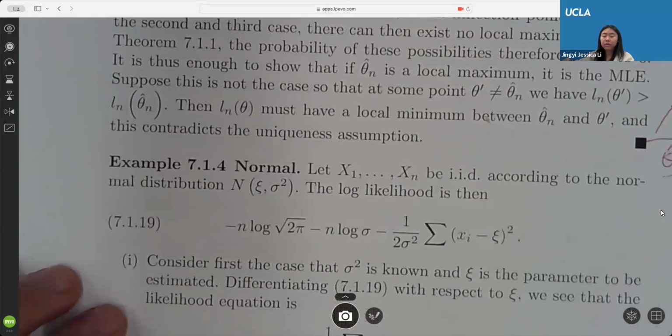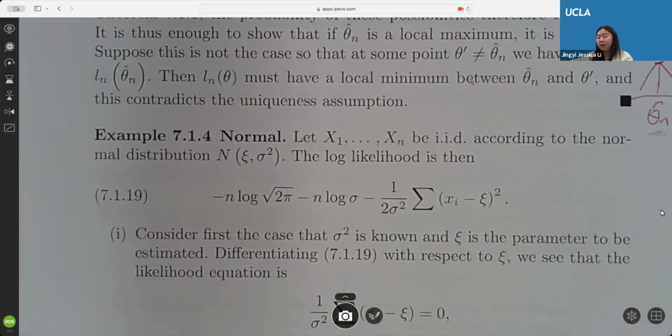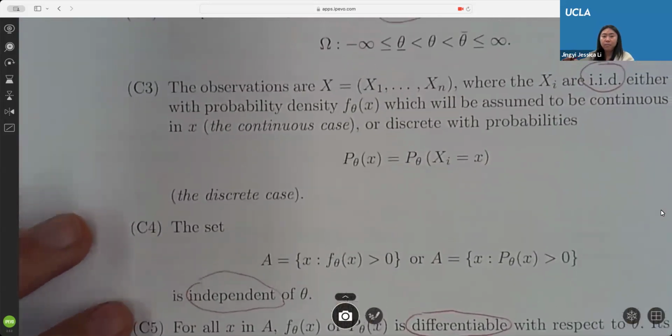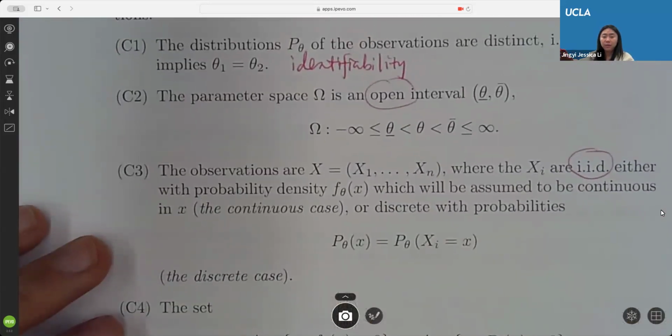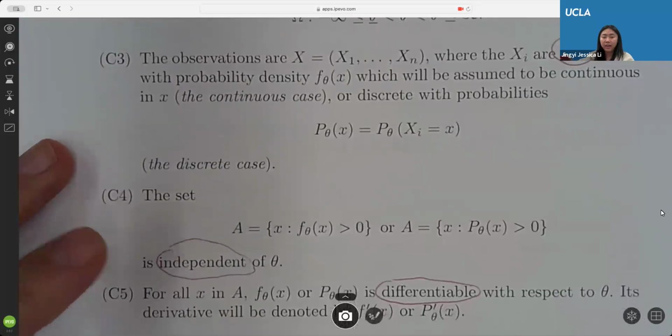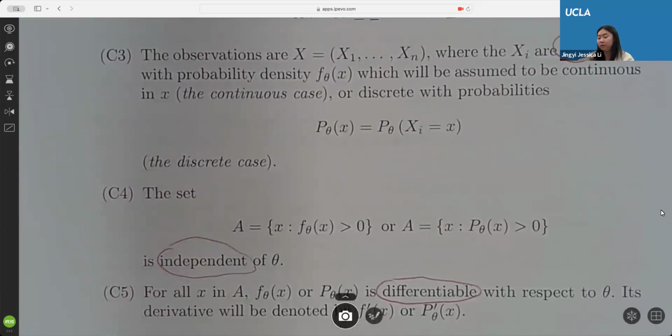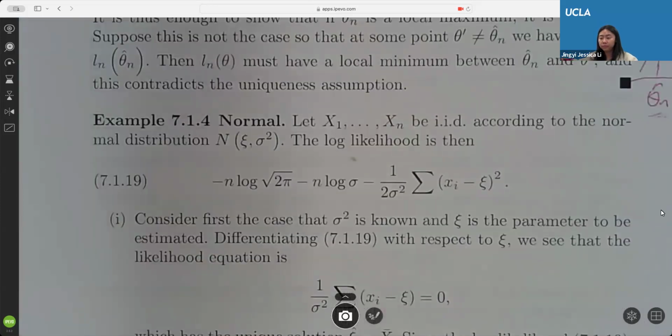So that's just about the MLE's consistency. Essentially, I would say the key message is this C1 to C5. And most importantly, identifiability and IID and C4, because C4 is the case where for many regular distributions, we have that, right? The support doesn't depend on the parameter of your interest.